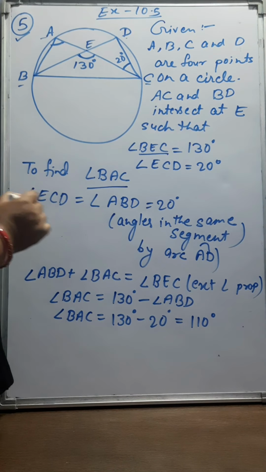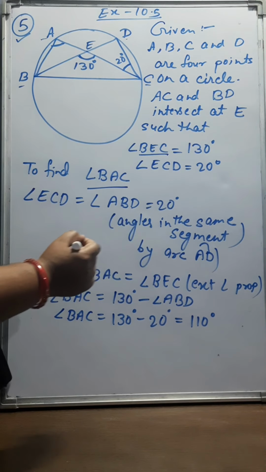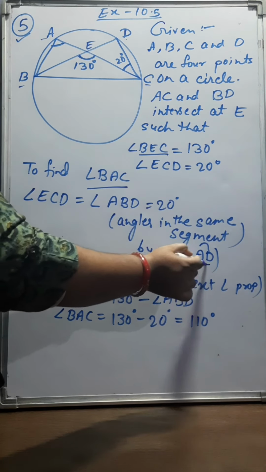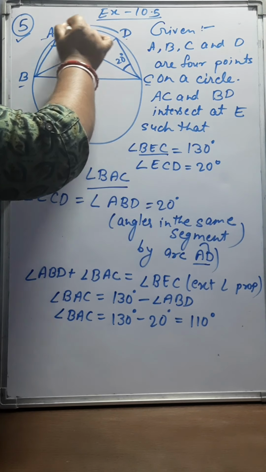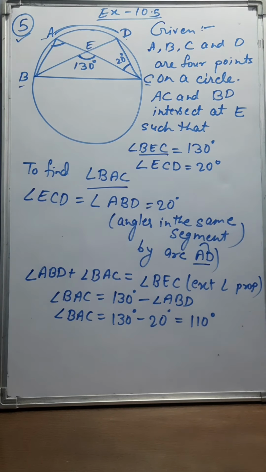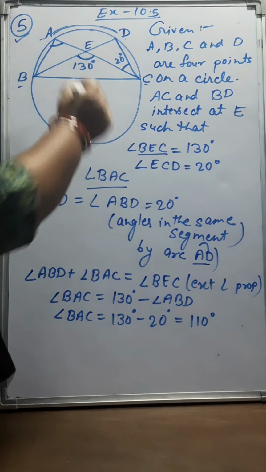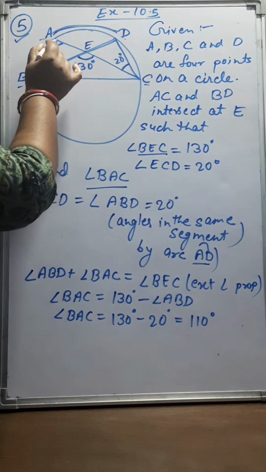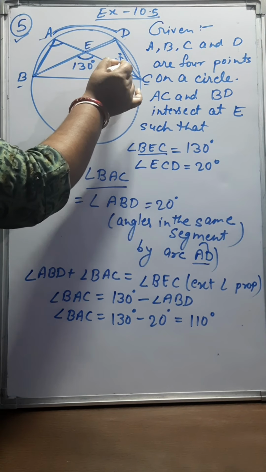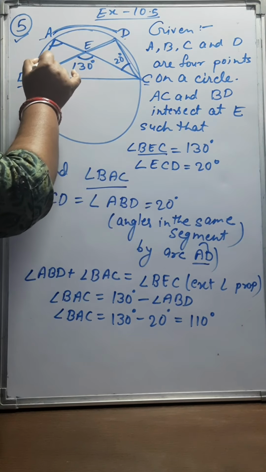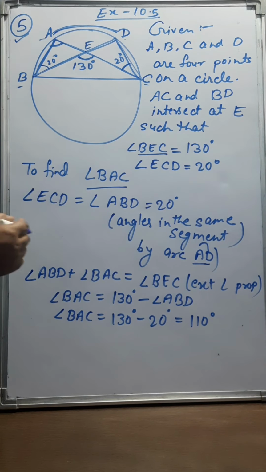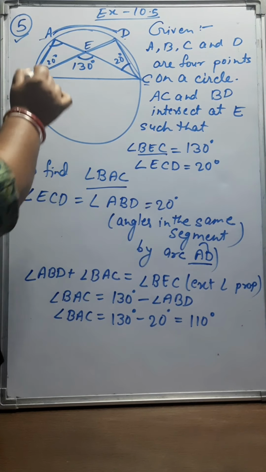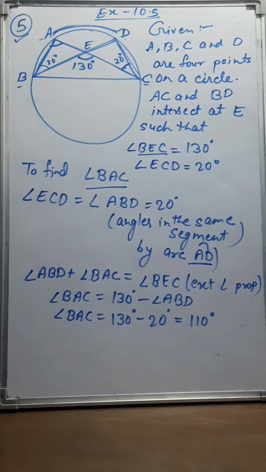For that, we will use two theorems: angles in the same segment of a circle are equal, and the exterior angle property. So here, you see the arc AD. Arc AD makes angles ABD and ACD. So if this angle is 20 degrees, this angle will also be 20 degrees, because we know that angles in the same segment made by an arc are equal.